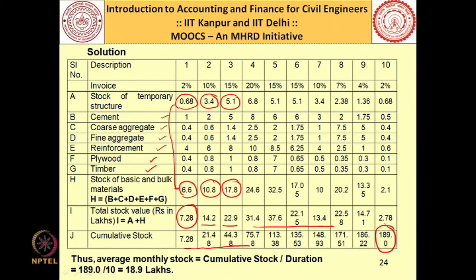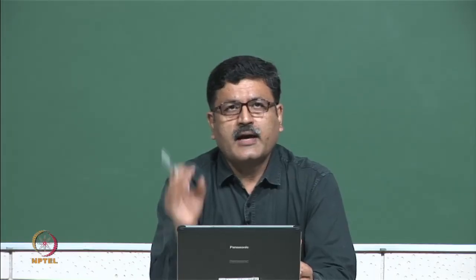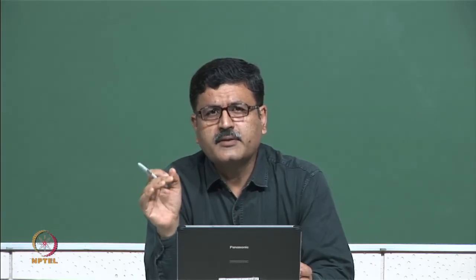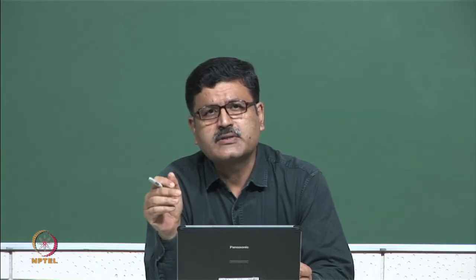Now, using this I can easily find out the monthly stock, average monthly stock. So, 189 lakh is the cumulative stock, that divided by 10 gives me 18.5 lakh. So, this is how you calculate the average monthly stock. Now, what is this figure representing? It simply says that in order to run this particular project, I have to block 18.9 lakhs as stock in my stores. Then only I can run my project in a smooth manner.